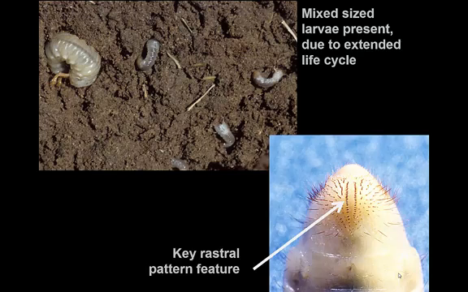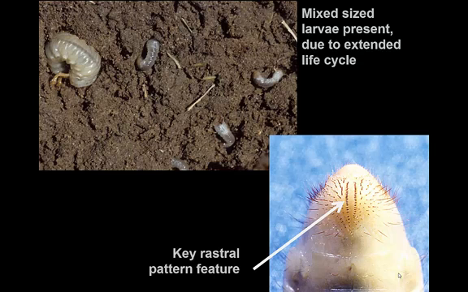One thing that may tip you off that you have a situation with this type of white grub is that you'll see quite a bit of variation in terms of larval size. You might see fairly small larvae next to quite large larvae. And again, this is because this is an insect that has a life cycle that extends over multiple years. So some might be in the second year and some might be in the third year. But again, there is a rostral pattern feature that is distinctive for this genus of white grubs that you might find in lawns.